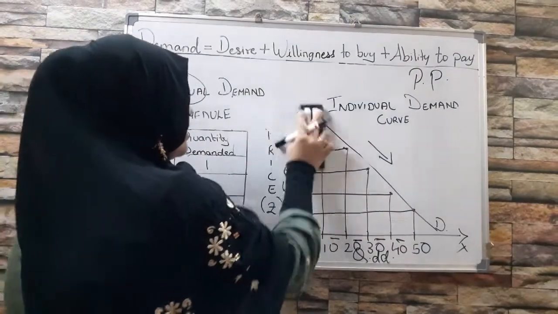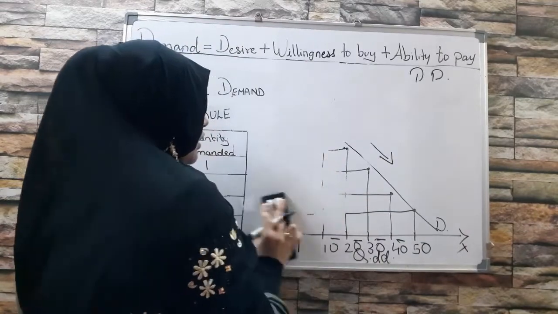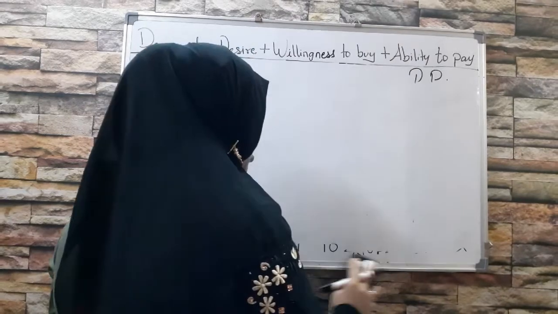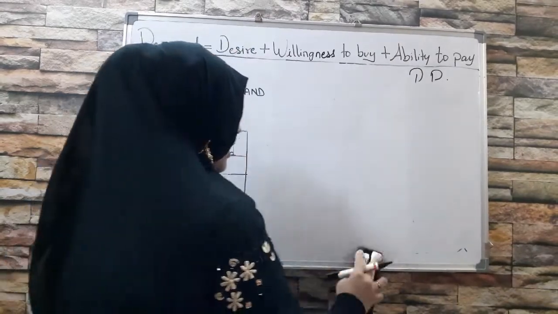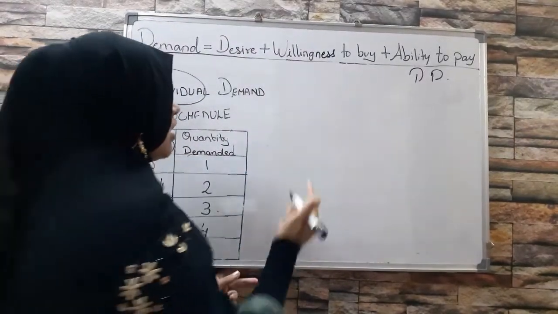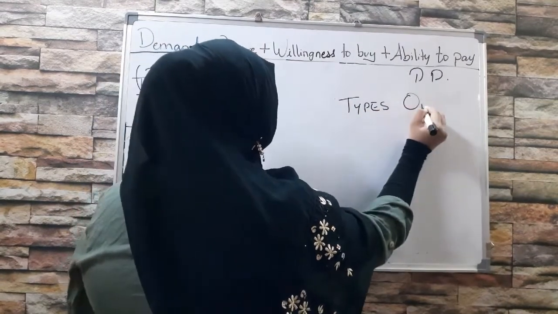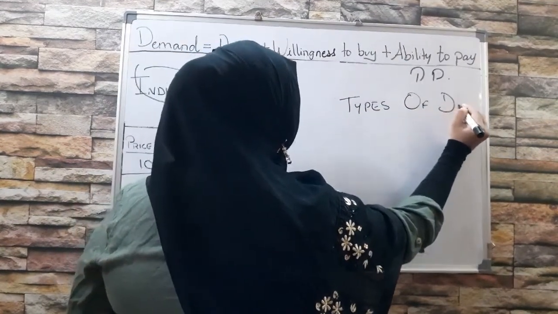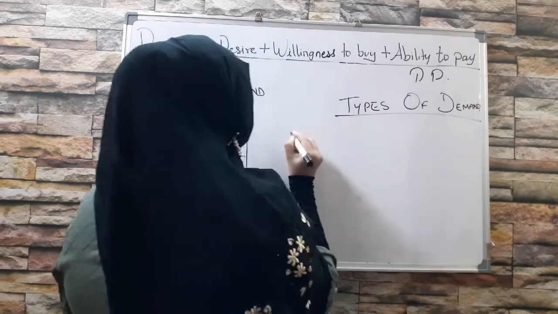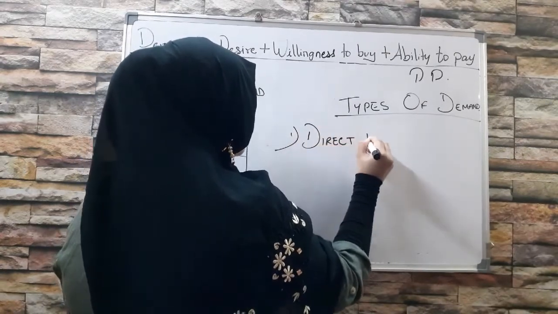Just to erase this. Right, I hope you are following. Okay, so the first type of demand is very simple. It is known as the direct demand. Types of demand. Alright, so the first one is direct demand.